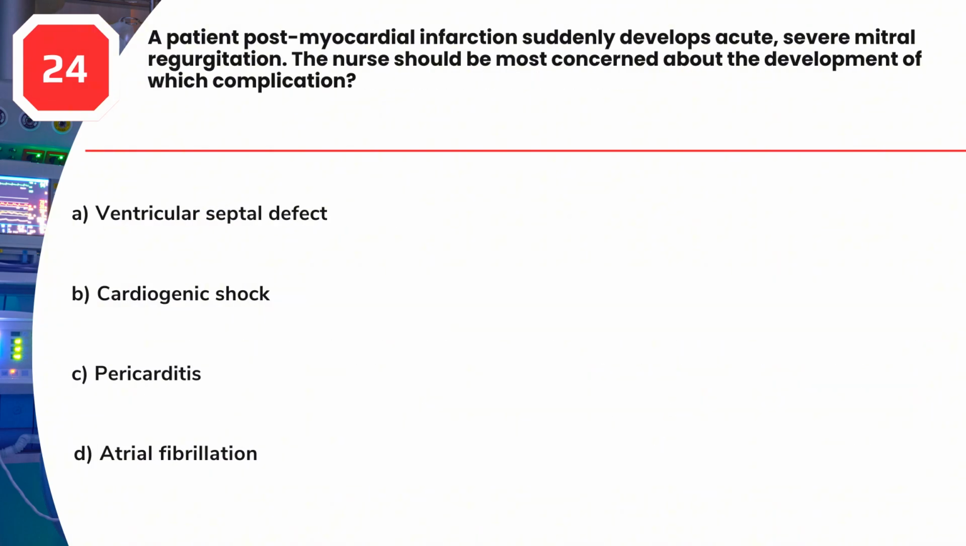Question 24. A patient post-myocardial infarction suddenly develops acute, severe mitral regurgitation. The nurse should be most concerned about the development of which complication? A. Ventricular septal defect. B. Cardiogenic shock. C. Pericarditis. D. Atrial fibrillation.